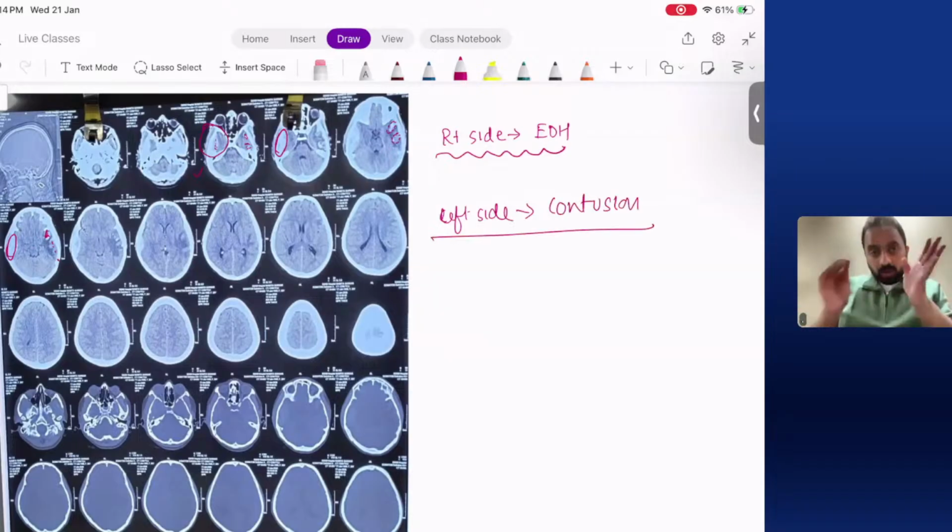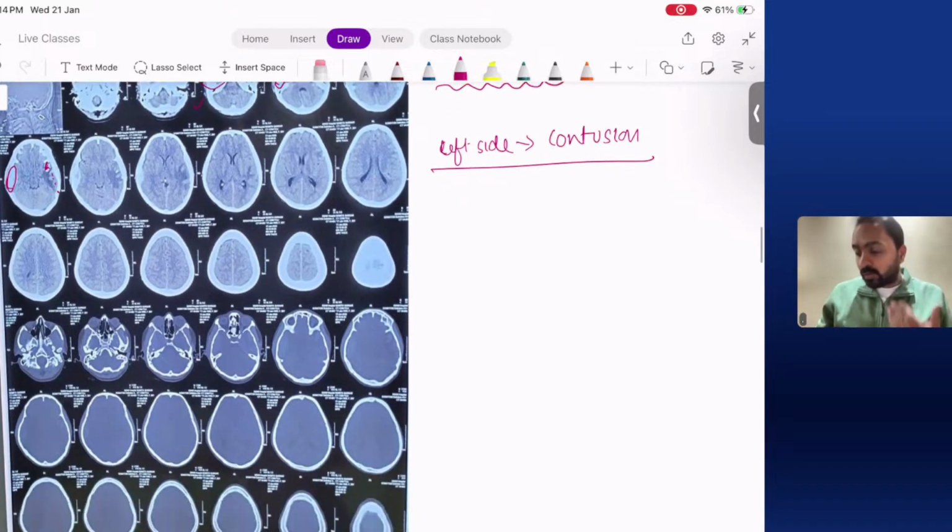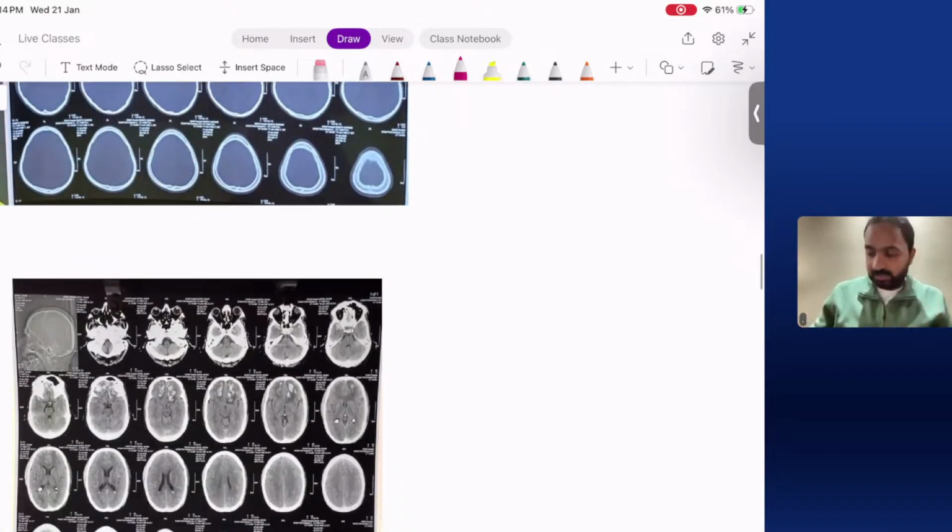On a CT scan, you can find coexistence of more than one pathology. So over here, on the right side, we are having an EDH that is hyperdense biconvex, whereas on the left side we have heterogeneous hyperdense lesions, which are your contusions, right? So now moving on to the next image.